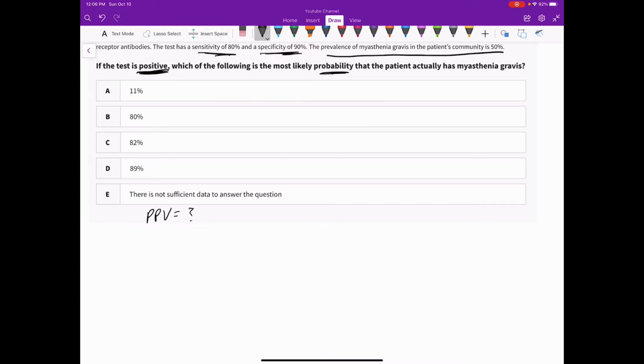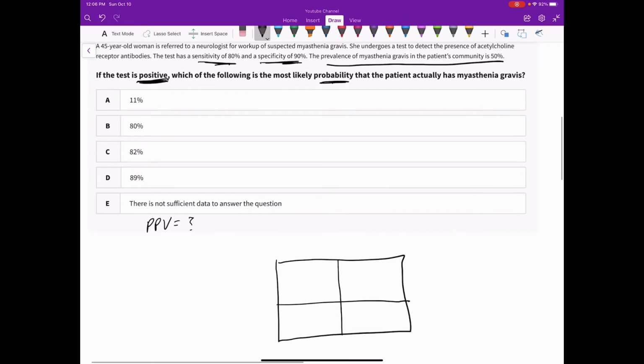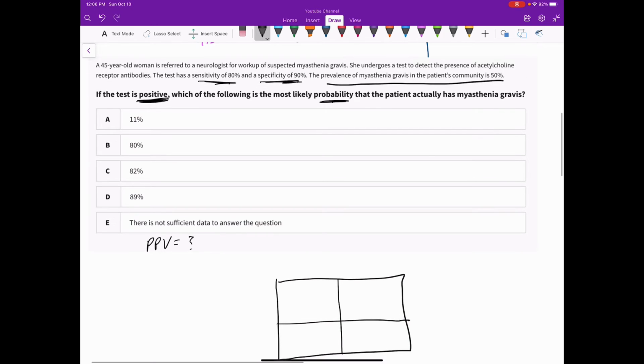No, we said PPV was what? Something to do with the 2x2 table. Okay, so if they're asking for PPV, let's automatically draw a 2x2 table. Okay, you might say, they didn't give us one, well, draw your own. It makes it much more simpler for you to understand. Okay, so now it says sensitivity and specificity. That's what they gave us. But they also gave us a couple things.